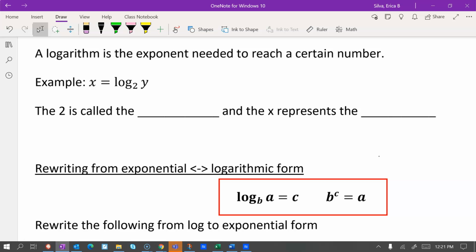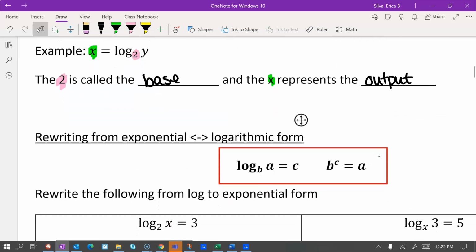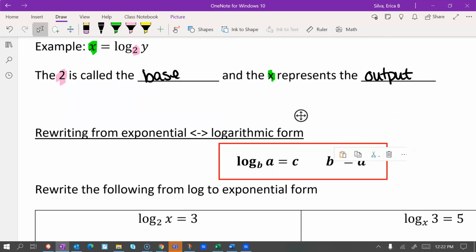So a logarithm is just an exponent that is needed to reach a certain number. For example, if we have x equals log base 2 of y, 2 is called my base. And the x now represents my output. Remember, it was your input when it's in exponential form. When we get its inverse, it now becomes our output.